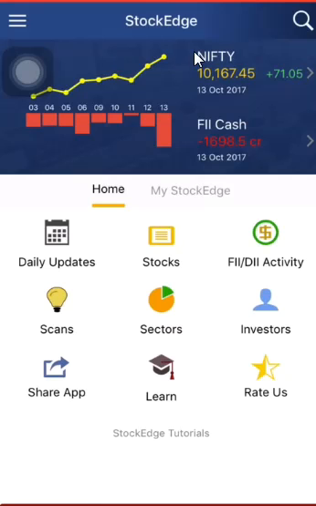So the first thing which you see here is the trend for the last 9 days in the Nifty. So you get to see the FII investments in the last 9 days in the top part of the screen where I'm hovering the mouse, and then you have different sections in the home wherein you have daily updates, where you get all the updates happening in the markets, all the important news which are available and which could help you in making trading decisions. So this is where you find the updates.